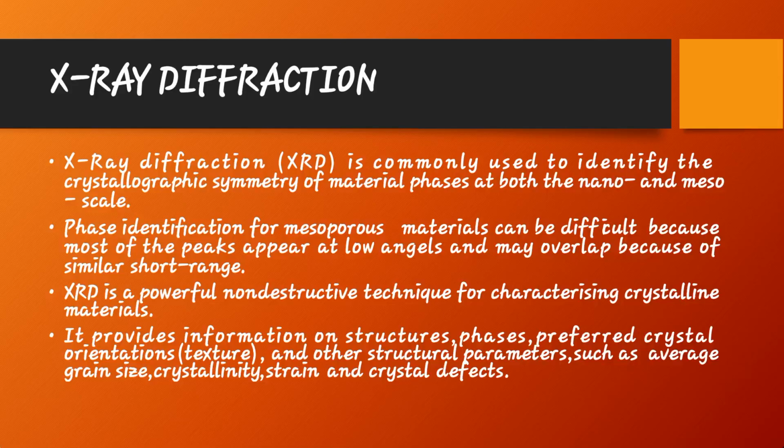X-ray diffraction. X-ray diffraction is commonly used to identify the crystallographic symmetry of material phases at both the nano and mesoscale. Phase identification for mesoporous materials can be difficult because most of the peaks appear at low angles and may overlap because of similar short range.